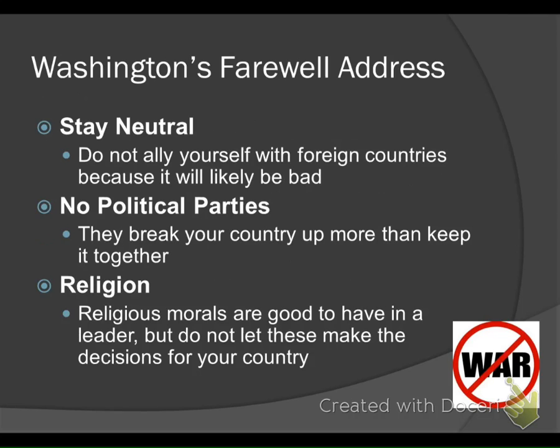Also, he warned against political parties. This is where we have different political parties like we have today, such as the Democrats and Republicans, and it basically splits your country in half. Some people are Democrats, some are Republicans, and not everybody works together. Another piece of advice he gave was to keep religion out of government. Religious morals are good to have in a leader, but do not let these make decisions for your country, he said.